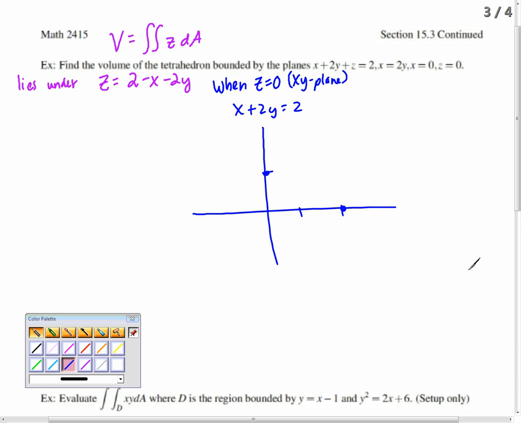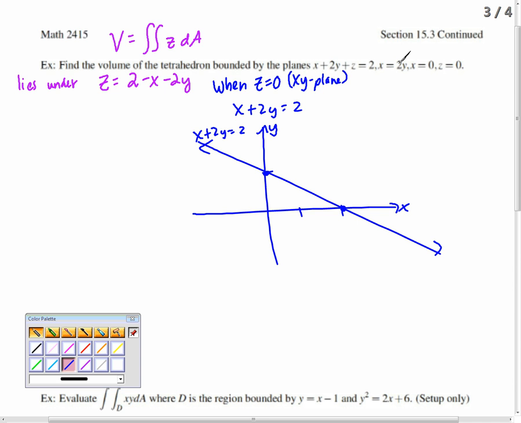So the plane's not standing straight up. No, it's not a vertical plane. So this is x plus 2y equals 2. That is the intersection of this plane. That's where that plane cuts through the floor. This is the y-axis, the x-axis, the xy plane. This is the floor. So it's coming out at us.